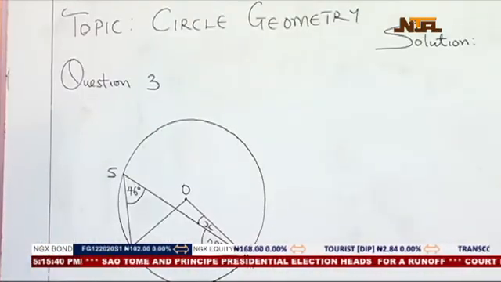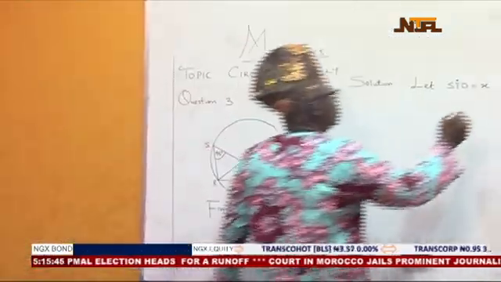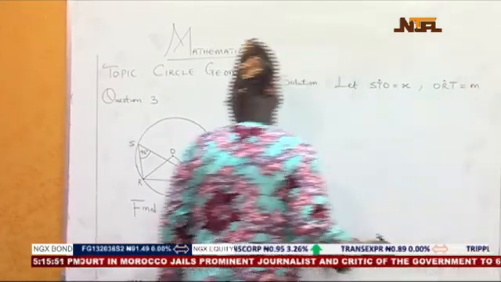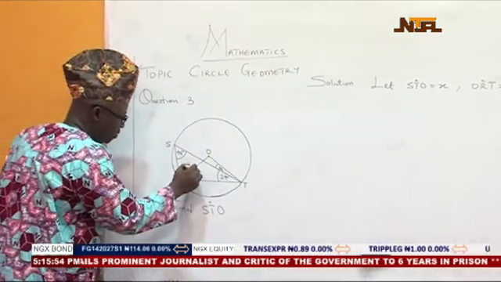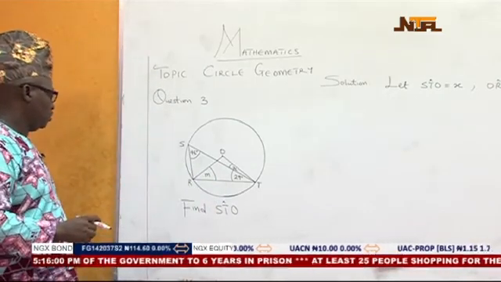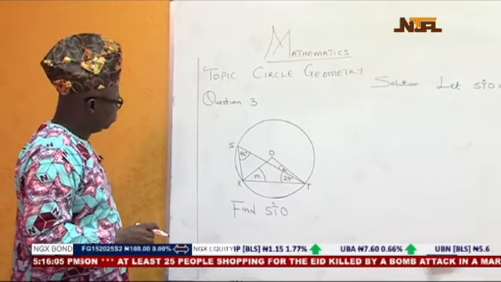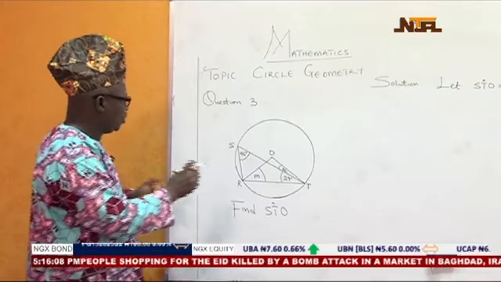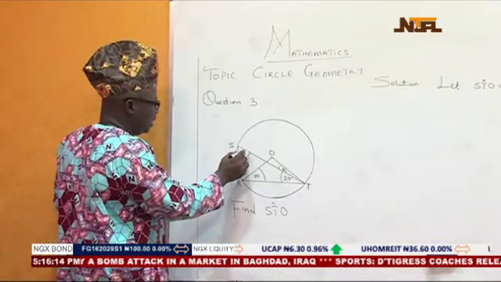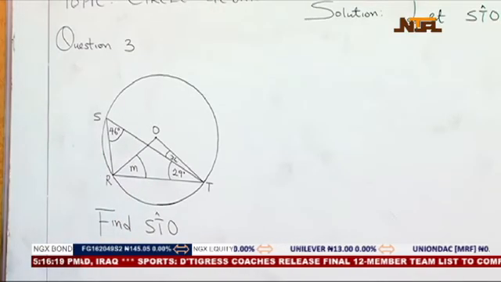Now I can also say, for easy reference, let angle ORT be M. So this is the angle ORT here. ORT. So this is M. So after putting all those in place, we now look at the theorem that can fit into this diagram. This is an angle at the center, and this is an angle at the circumference. So the angle at the center is going to be 2 times the one at the circumference.